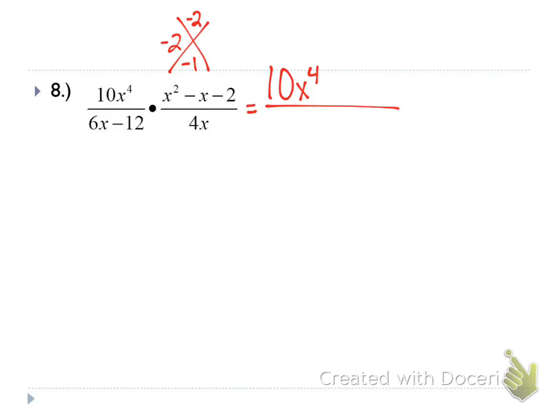-2 and 1. I was hearing all sorts of combinations of those numbers. -2 times 1 multiplies to -2. -2 plus 1 adds to a -1. So what goes in my parentheses? X minus 2, x plus 1.